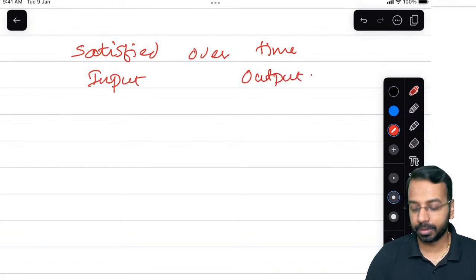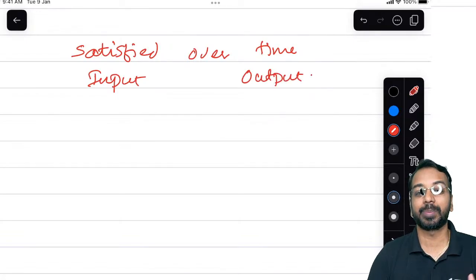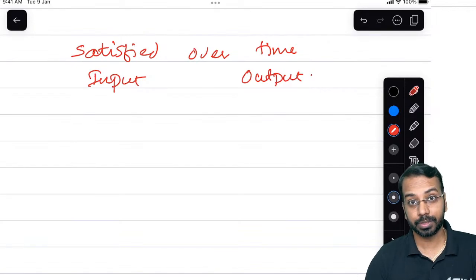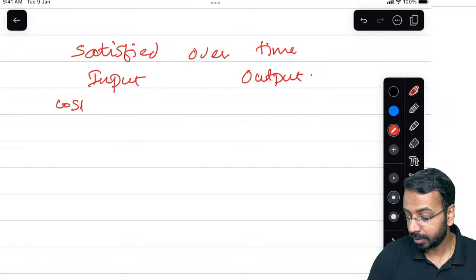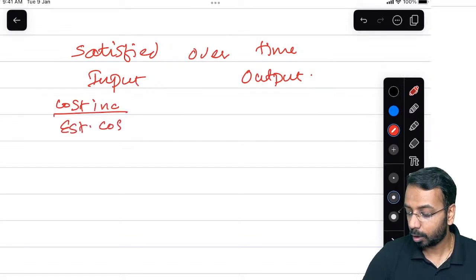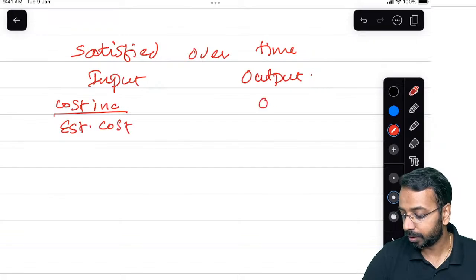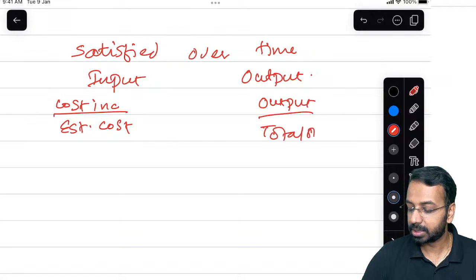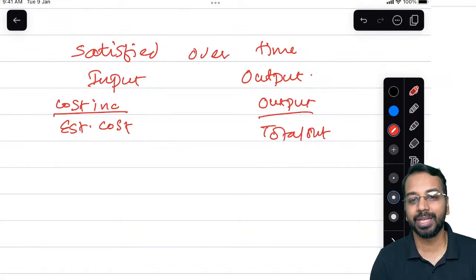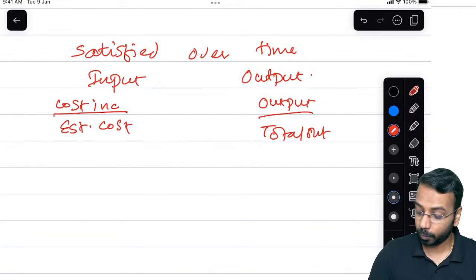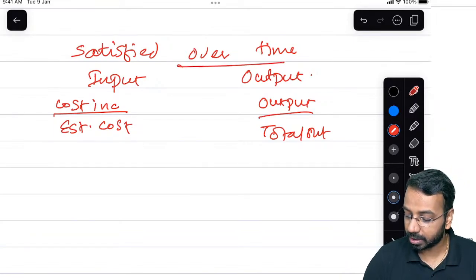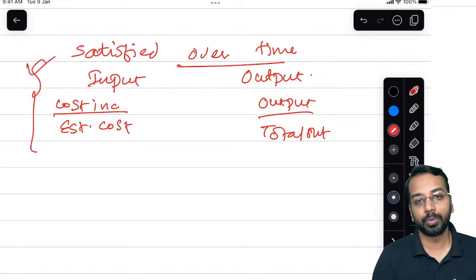Now in input method, what happens, you will see how much was the expected input. For example, number of hours, total cost to be incurred. So what is the cost incurred versus what is the estimated cost. Output, what is the current output divided by what is the total output. So based on this, we will estimate what is the percentage of transaction price that has to be recognized as revenue. So when it is satisfied over time, these are the two methods. Generally, we'll prefer input method.